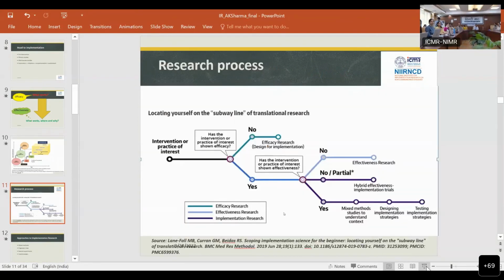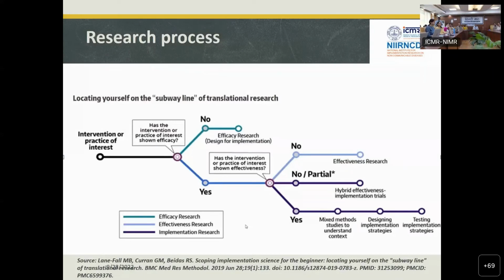So my questions are twofold. One is where would you put translational research into the picture? And second is whose baby is the implementation research? Who is qualified and who is not qualified to do? Okay. Everybody is qualified and nobody is qualified.